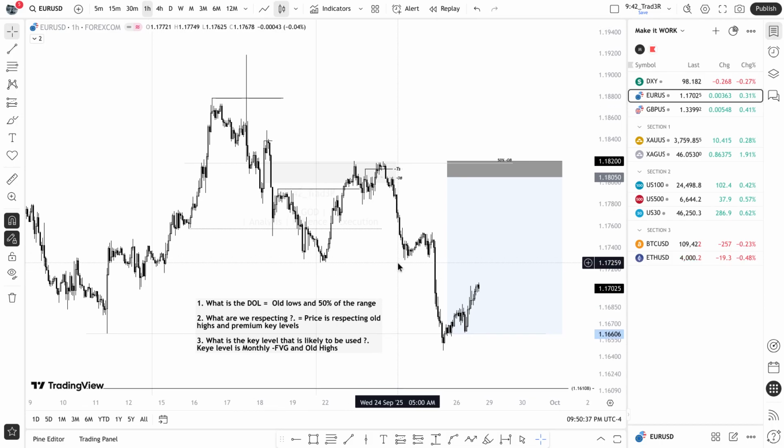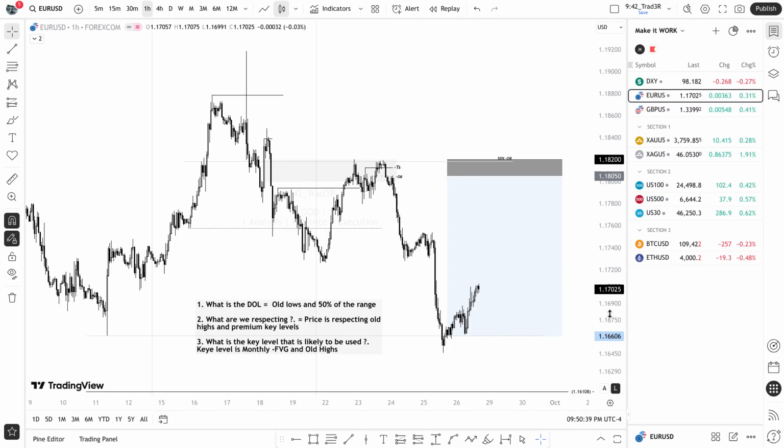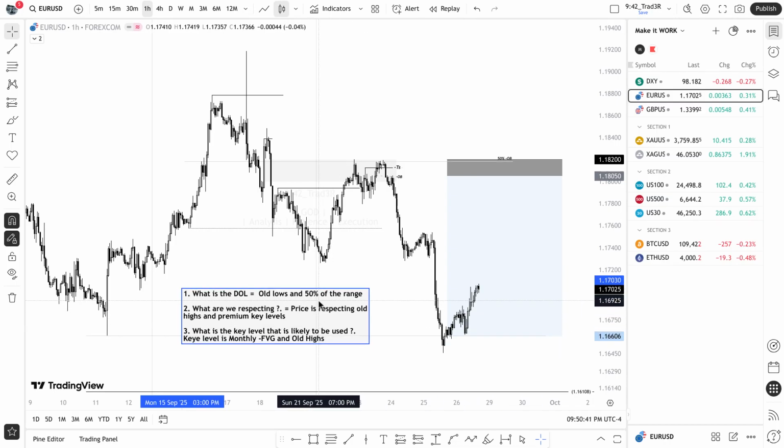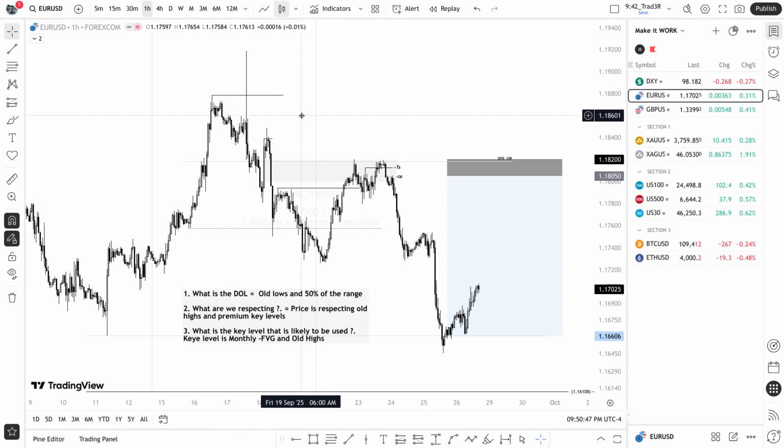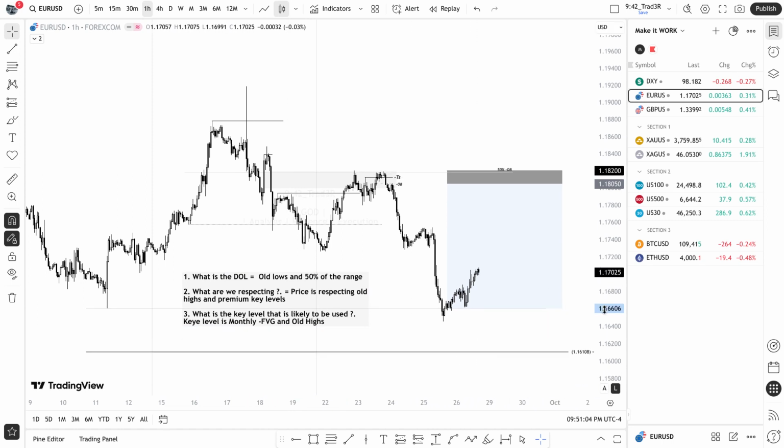So you can see here on the hourly, price is not respecting old highs. The same thing from the monthly, we've been respecting highs and breaking lows. You can see the draw on liquidity is old lows. You can see price constantly drawing to the old lows, and the 50% of the range, which is this.